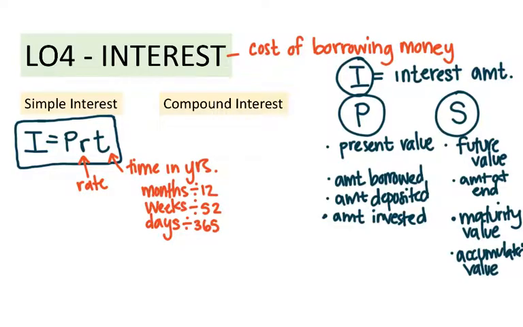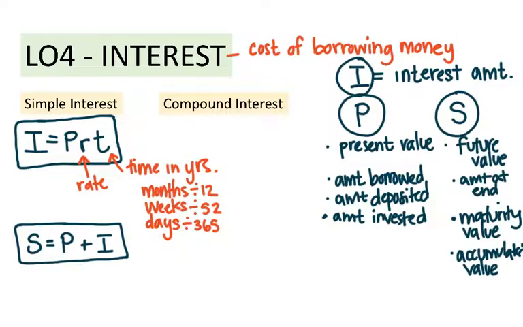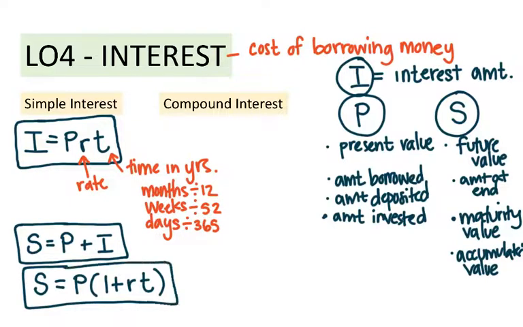Now there's a few other formulas we will use. The future value equals the principal, the starting value, plus the interest earned. Or we have another equation, the future value S is the principal times 1 plus RT. Remember, time is always in years. So those are the simple interest equations.